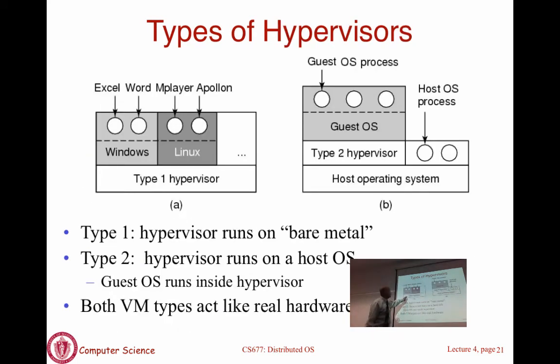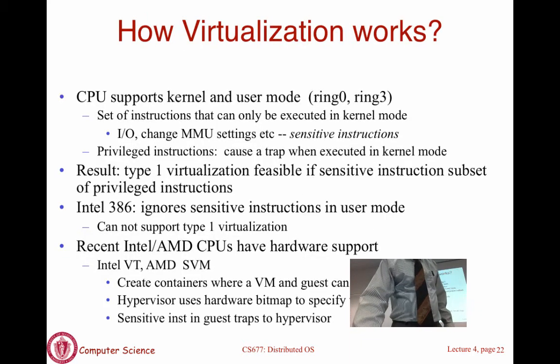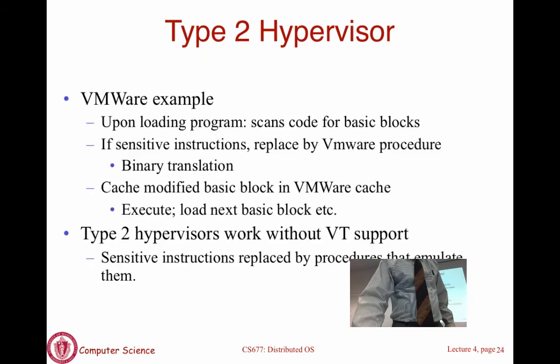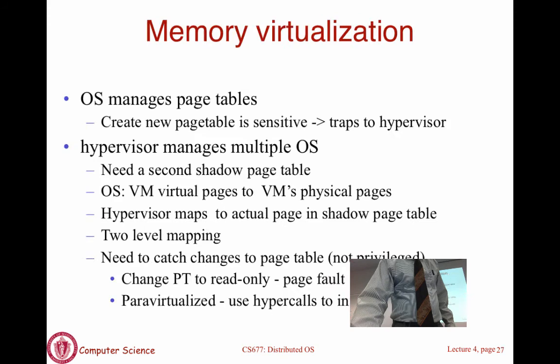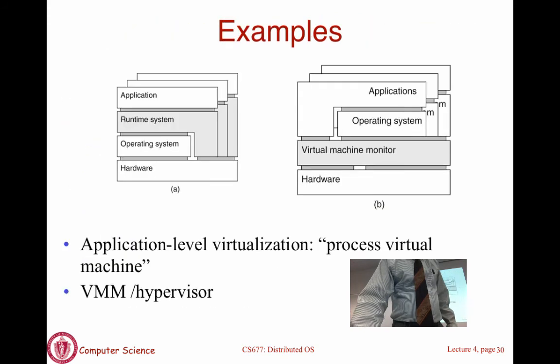That's type 1. So it runs on bare metal. There's no kernel running. You just boot up the hypervisor. You don't boot an OS, and then you create virtual machines in there. So that is hardware level virtualization.